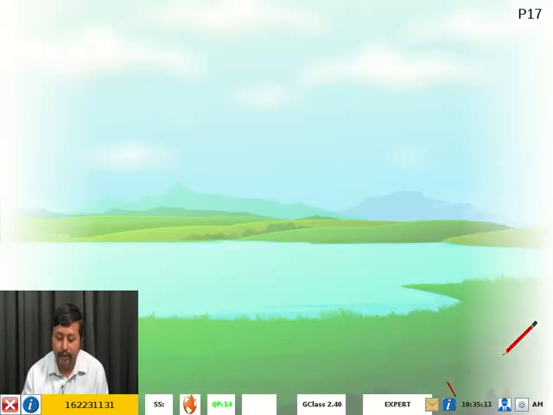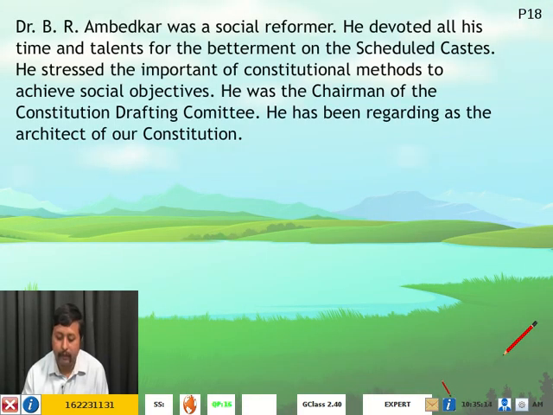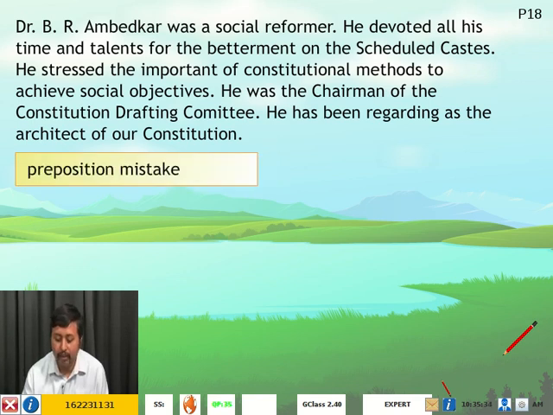Okay. Then we have Dr. B.R. Ambedkar was a social reformer. He devoted all his time and talents for the betterment of the scheduled caste. He stressed the importance of constitutional methods to achieve social objectives. The chairman of the Constitution Drafting Committee, he has been regarded as the architect of our Constitution. So, where is the preposition mistake? It's not for, it has to be what? Of. Betterment of scheduled caste.